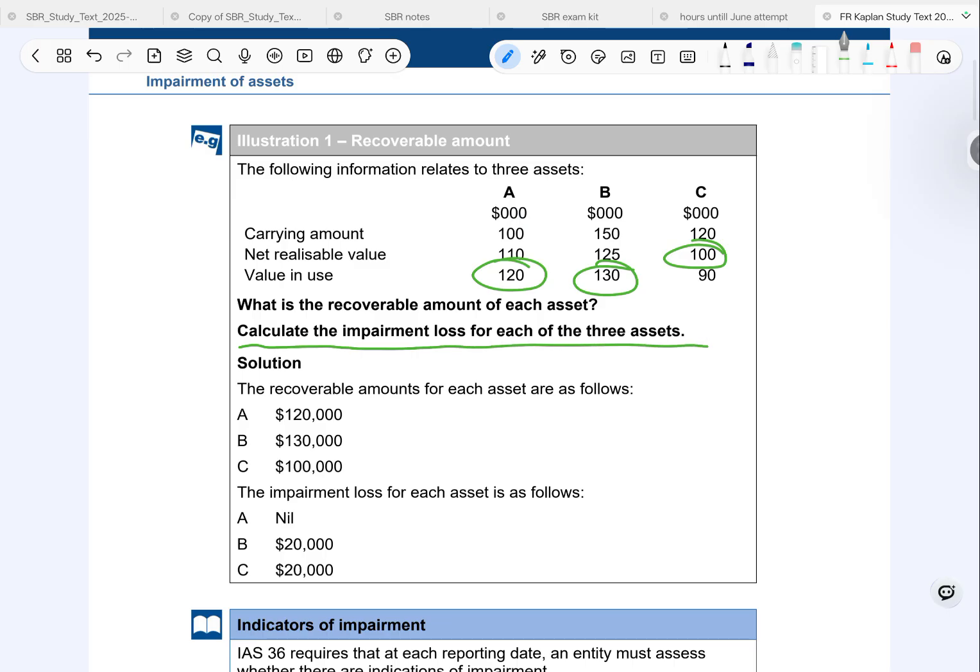So for the first machine, there's no loss because we have a carrying amount of 100 and the value in use is 120. So we have a revaluation surplus. For the second asset, the carrying amount is 150, but the recoverable amount we have is 130. So 150 minus 130 is 20,000. And for the third one, the carrying amount is 120. We have 100. Again, that is 20,000.